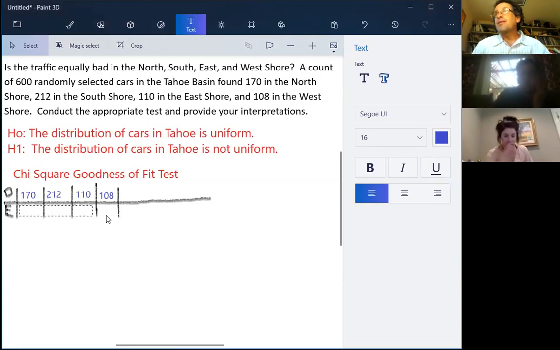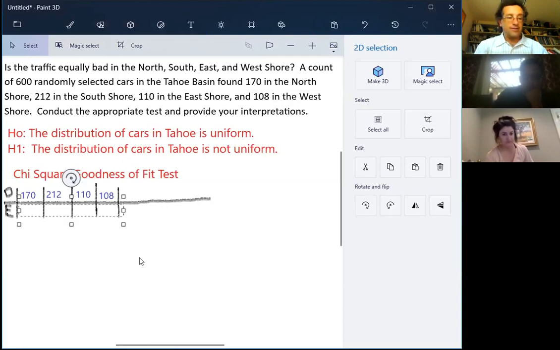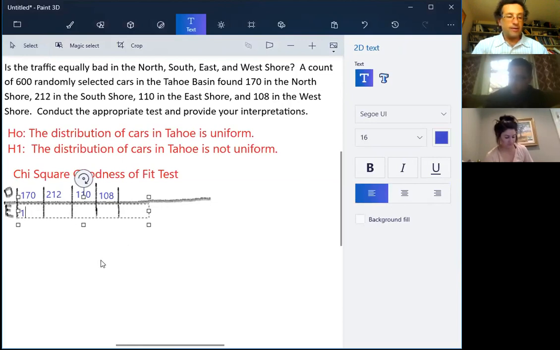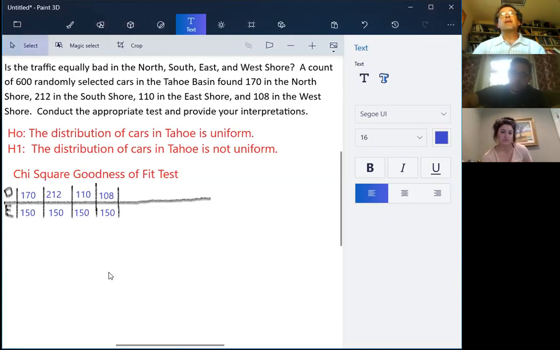I think I can actually write it this way easier. Oh, shoot. One more try. That's better. So we have 150, 150, 150, and 150. Any questions on that? Sometimes that's a hard part too, is writing down the E.